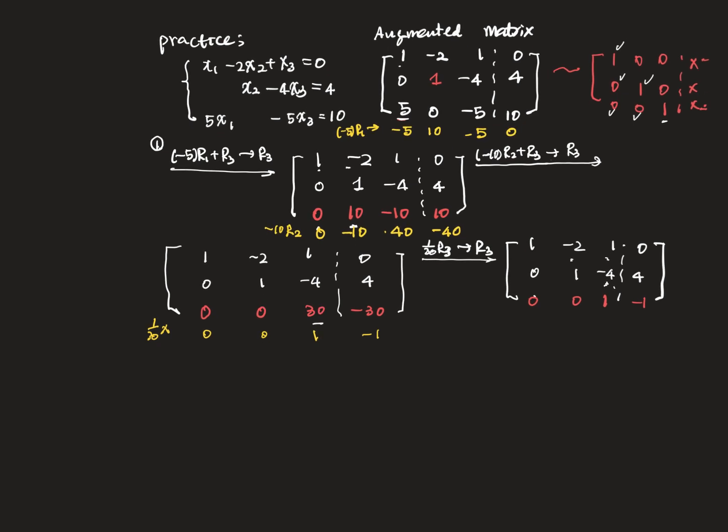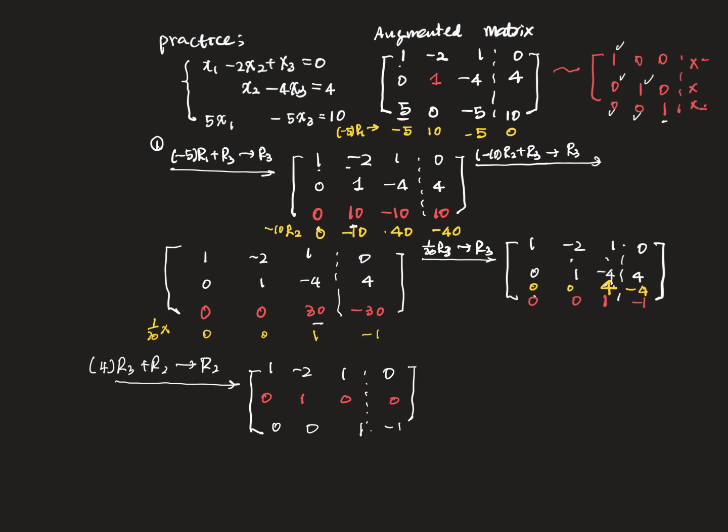It's up to you. But I'm going to go this one first, negative 4, okay? So let's go that one. So 4 times R3 plus R2 gonna be R2. So guys, can you see that? So here, 0, 0, 4, negative 4. Everyone see that? Okay, now second row is gonna change to 0, 1, 0, 0. Then other row is same: 1, negative 2, 1, 0, 0, 0, 1, negative 1.